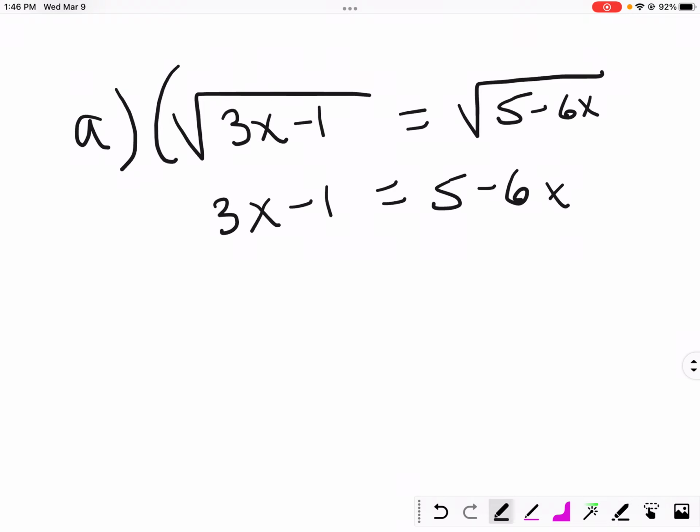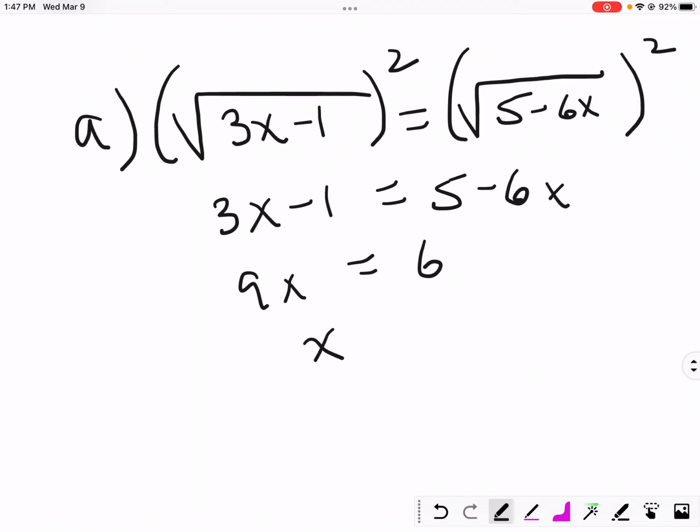By the way, it would be nice actually to see this on both sides. Anyway, at this point, I'm going to add 6x to both sides, and I'm going to add 1 to both sides to get the variables on the left, numbers on the right. You'll notice I am skipping steps here because we've done linear equations a long time ago. And x would be 6 over 9, dividing both sides by 9, and simplifying, getting 2/3.